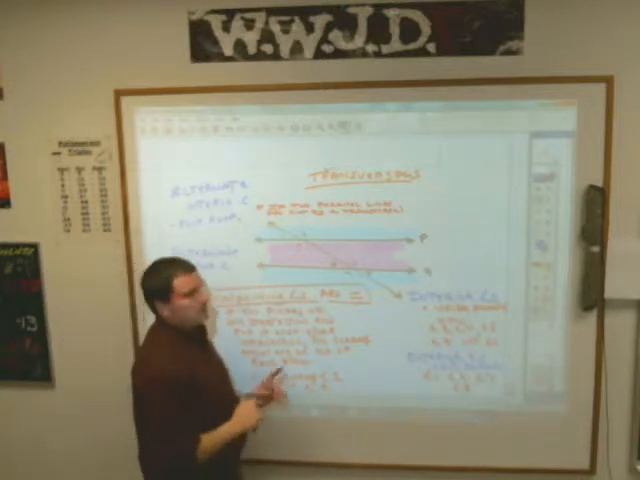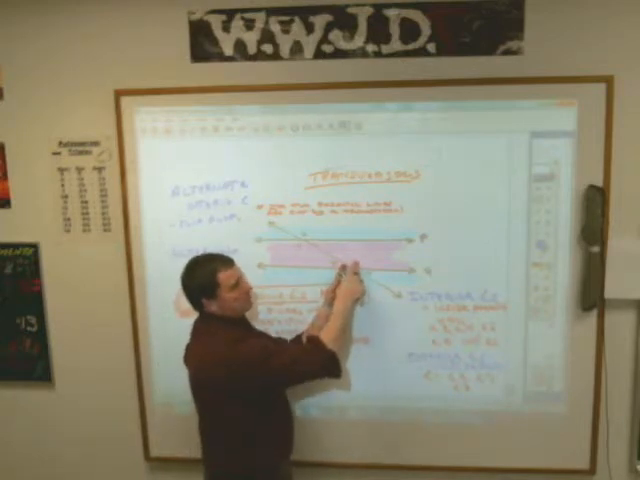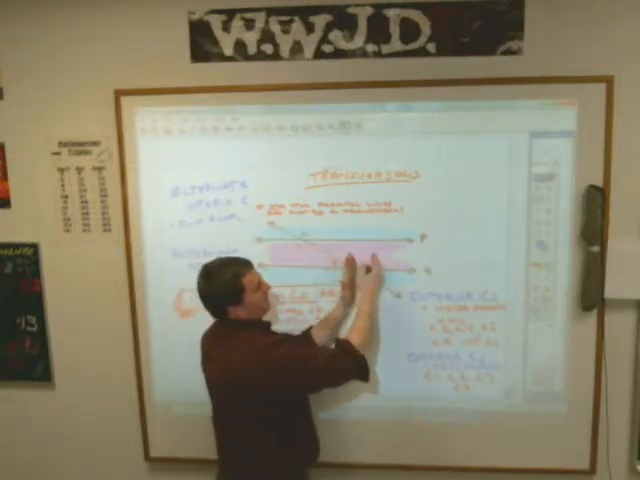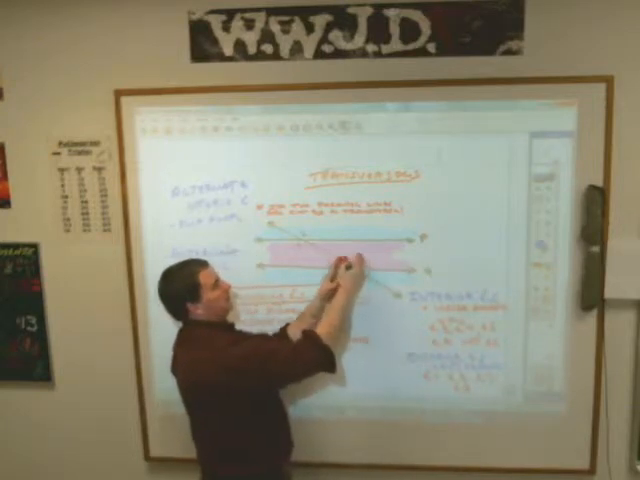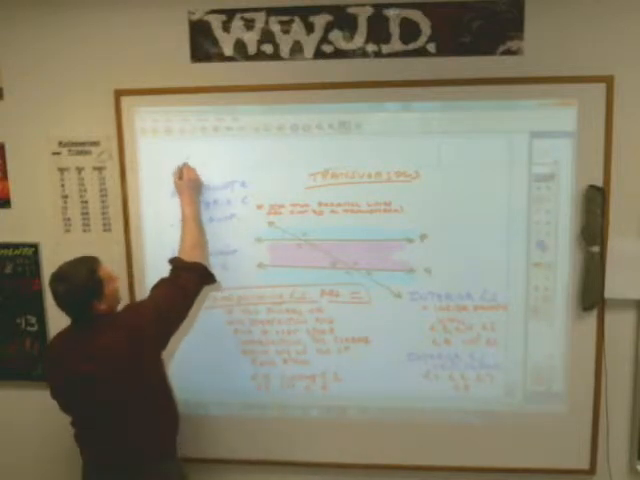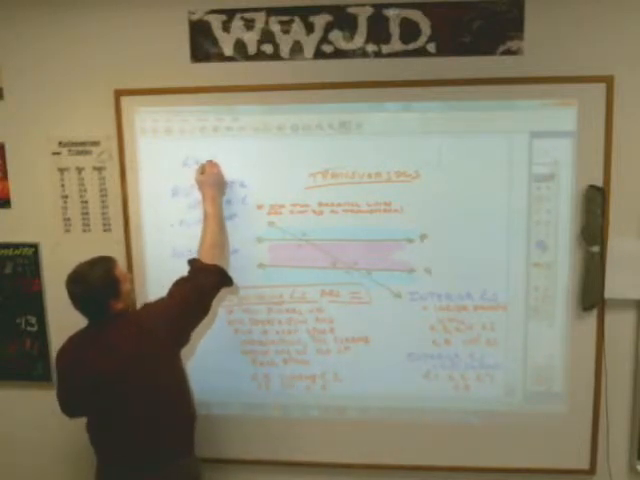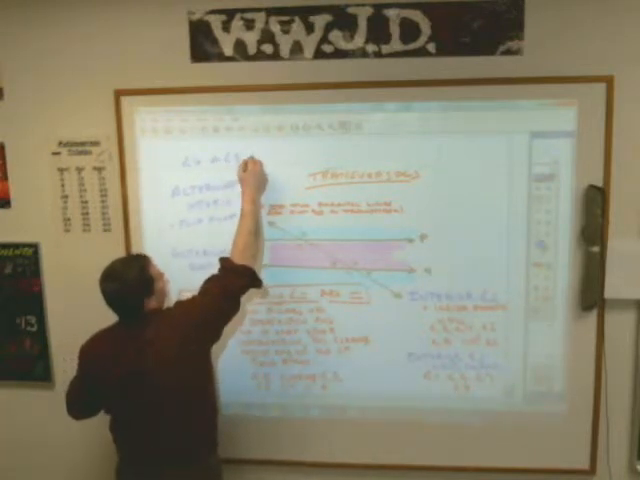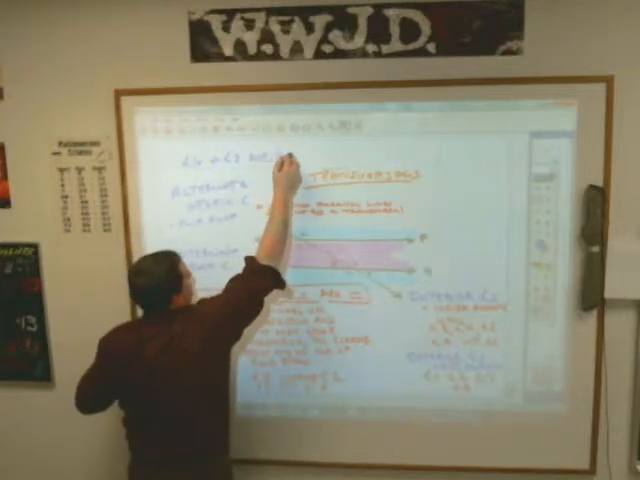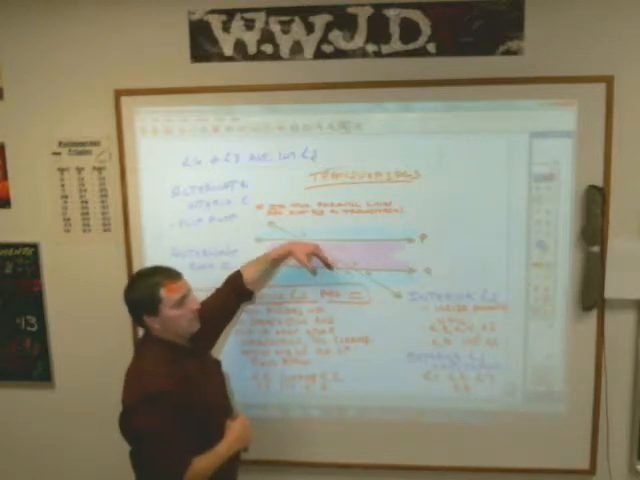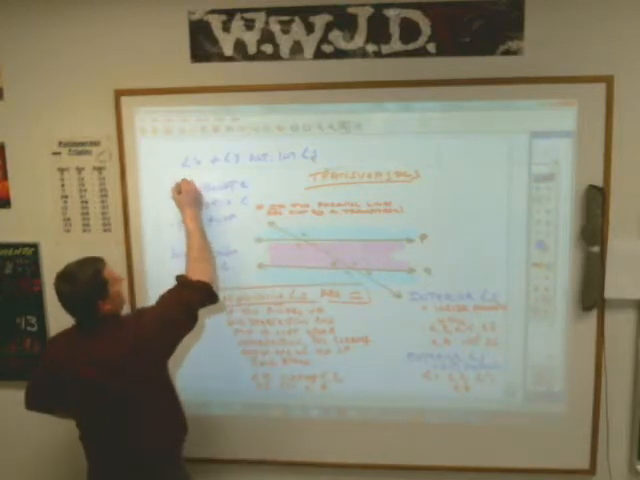Alternate interior angles would mean this. Angle 6 is an alternate interior angle with angle 3, because angle 6 is on this side of the line over here, and you flip to the opposite side of the line over there. Okay? Angle 6 and angle 3 are alternate interior angles, as are angle 5 and angle 4. They're alternate interior angles.